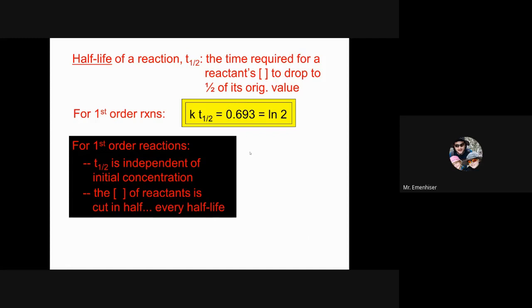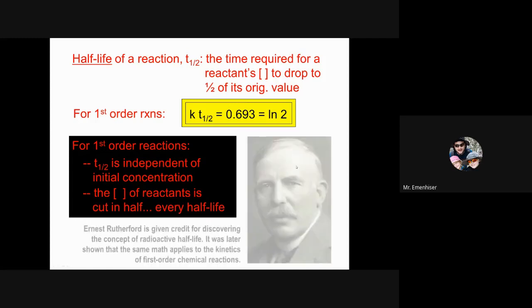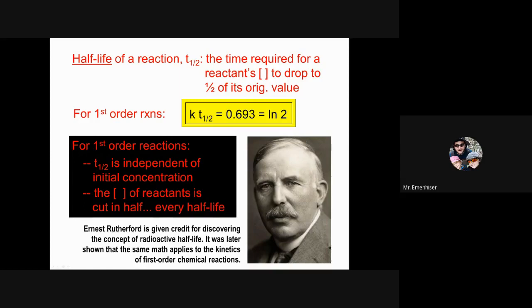Half-life is independent of the initial concentration, and the concentration of the reactants will be cut in half every single half-life. Okay, and we'll have to do some practice with this. Ernest Rutherford is given credit for discovering the concept of radioactive half-life. It was later shown that the same math applies to the kinetics of first-order chemical reactions.